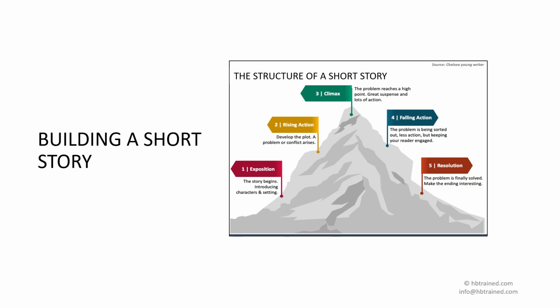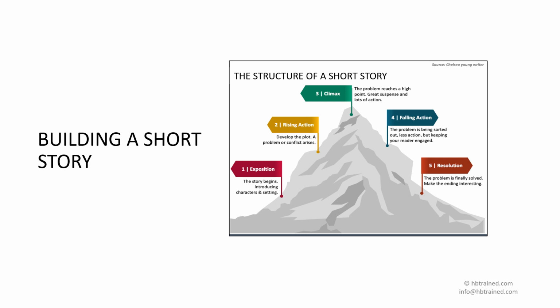Building a short story. The structure of a short story. We start, number 1, exposition. The story begins introducing characters and setting. Number 2, the rising action. Develop the plot, a problem or conflict arises. 3, the climax. The problem reaches a high point, great suspense and lots of action.